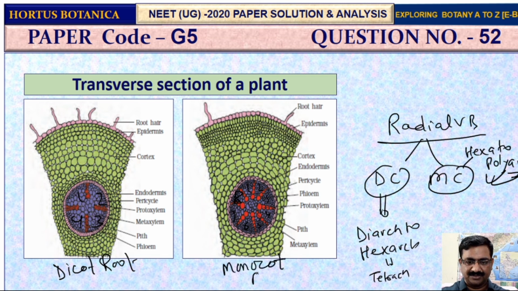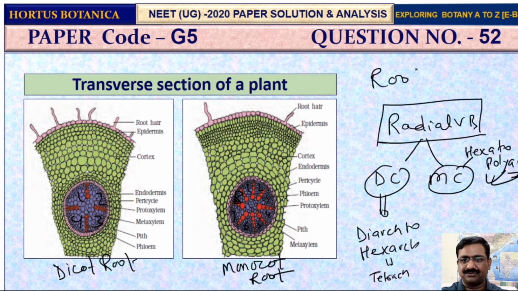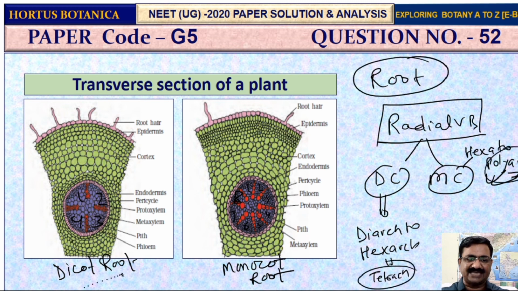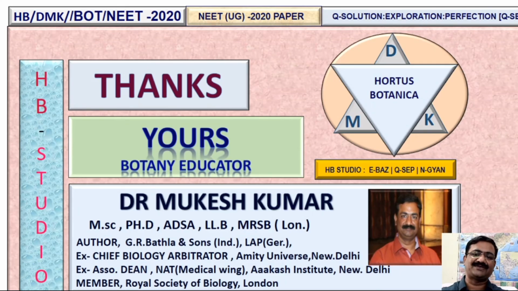monocot root. So this is also a transverse section of a plant, where you can easily conclude that if it is radial, then of course this is root. And if it is tetrarch or polyarch, you can recognize whether it is dicot or monocot. So this is all about this question.